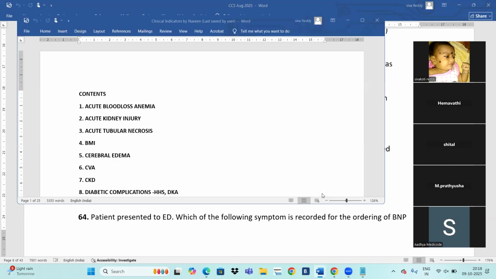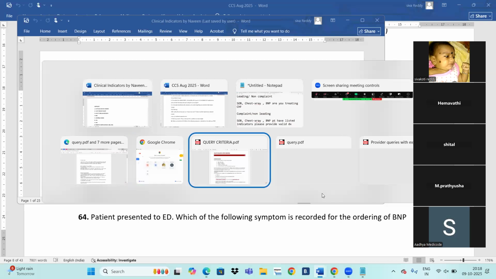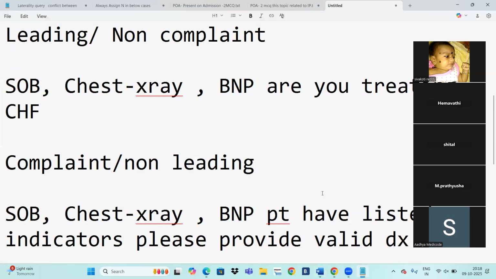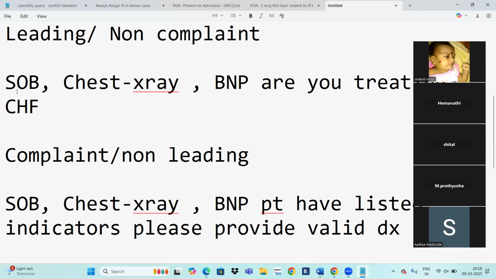Say, I will give an example right now, in the same format, of how we raise the compliant and non-compliant versions for the same indicators. Suppose the patient has SOB, chest X-ray, BNP. If you are asking, are you treating CHF, it should be leading, non-compliant. If the patient has the same SOB, chest X-ray, BNP, listed or indicated, and you say please provide the valid diagnosis, it should be the compliant version. Clear? Yes, sir.